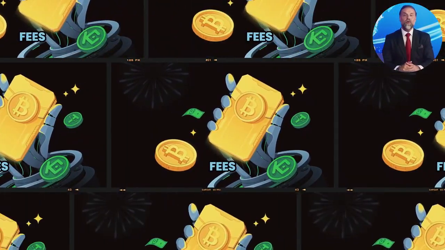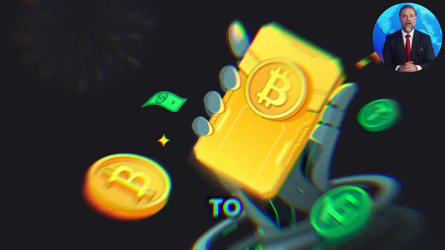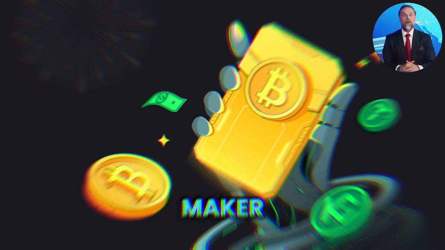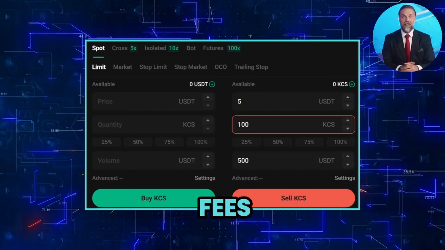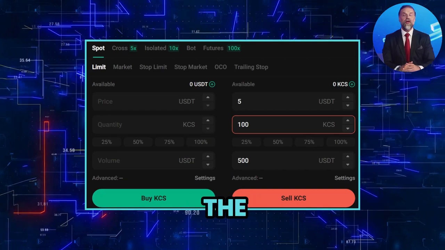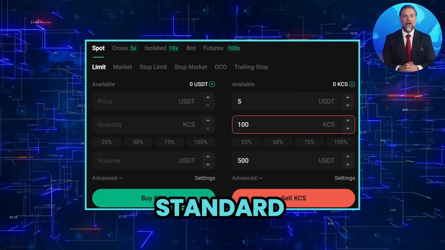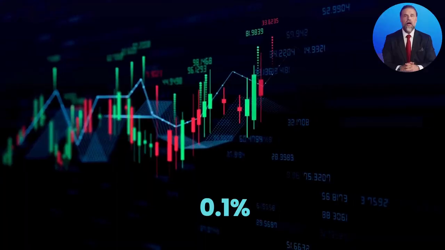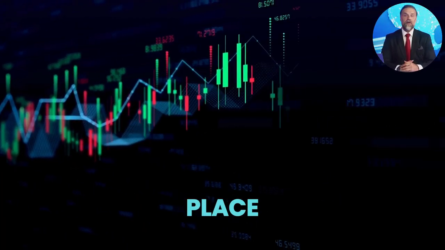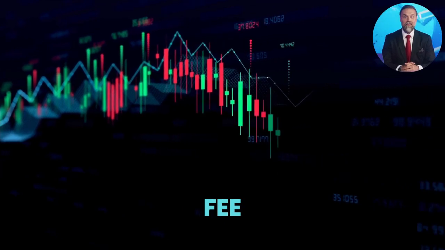1. Maker fees. These are fees charged to traders who add liquidity to the market by placing limit orders. The standard maker fee on KuCoin is 0.1%. 2. Taker fees. These are fees charged to traders who remove liquidity from the market by placing market orders. The standard taker fee is also 0.1%. For example, if you place a market order to buy 1 BTC at $50,000, the taker fee would be.